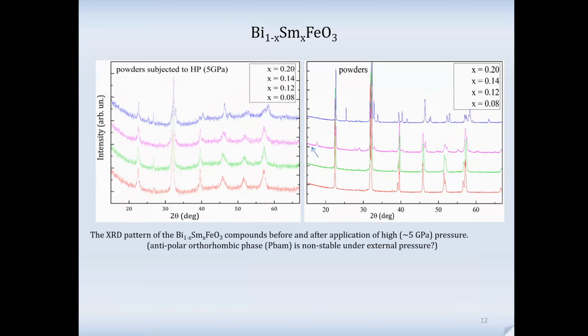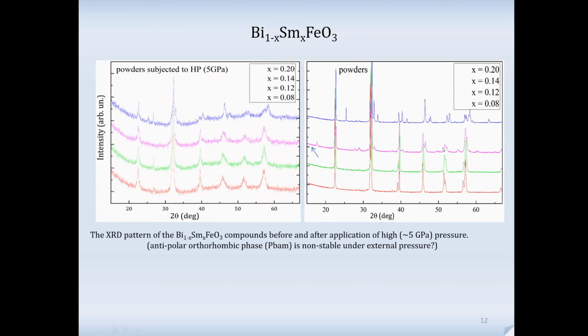And what we made, we applied high pressure to the compound. High pressure is 5 gigapascal. And what we found, looking at the crystal structure, is that there are some drastic changes in the X-ray patterns.